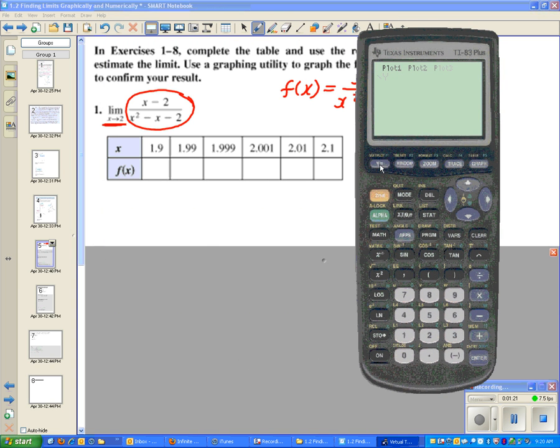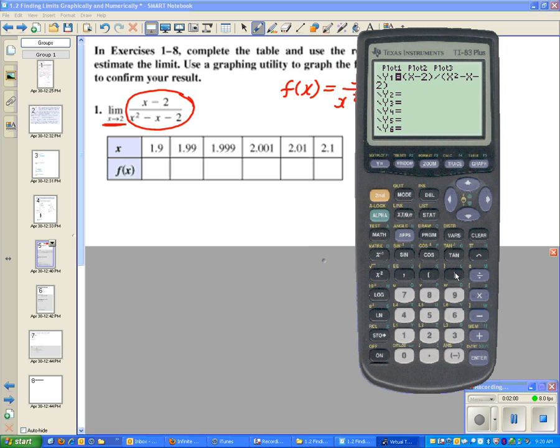All right, so go to y equals, and you got to use parentheses. You got to put parentheses around your x minus 2, and then close the parentheses. Then divided by, and then you got to do parentheses x squared minus x minus 2, and close the parentheses on that. Okay? Now, we're going to go to our table.